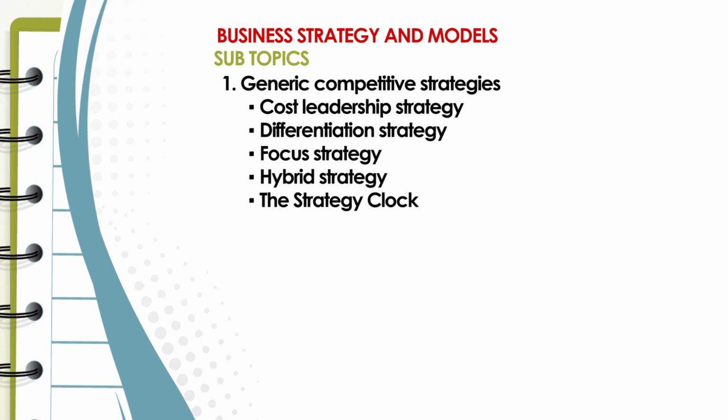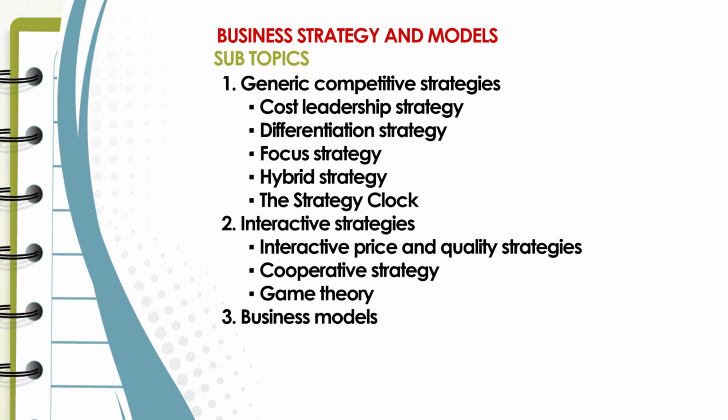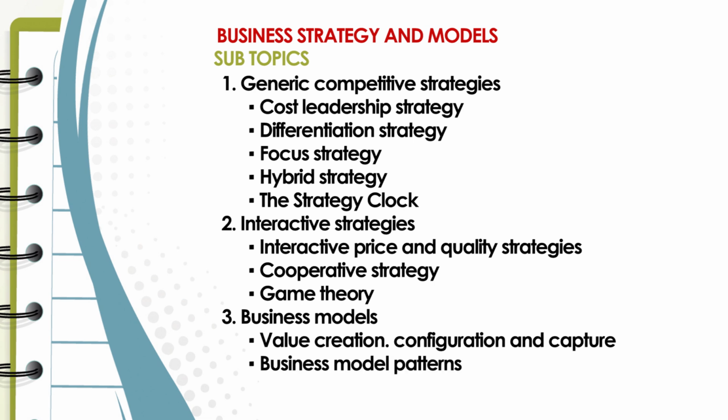The second sub chapter is iterative strategies, which has iterative price and quality strategies, cooperative strategy, game theory. Then the last subchapter is business models. Under business models, we are going to look at the value creation, configuration and capture, and lastly, business model patterns. That is the scope of the chapter on business strategy and models.